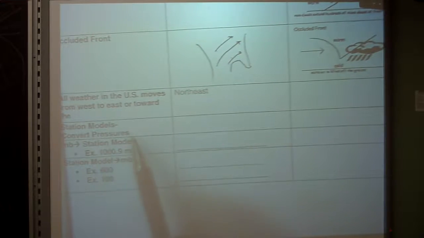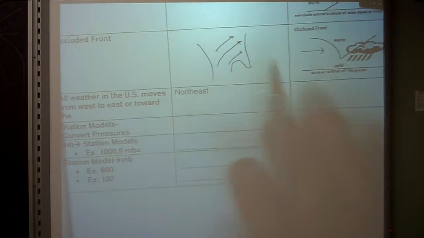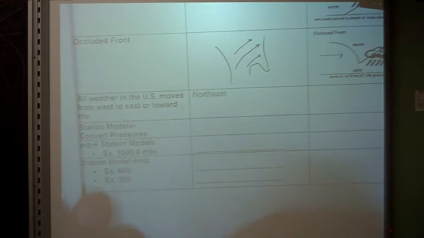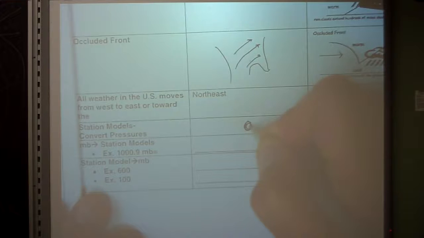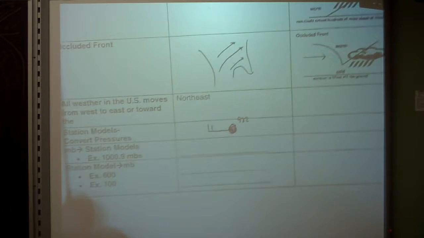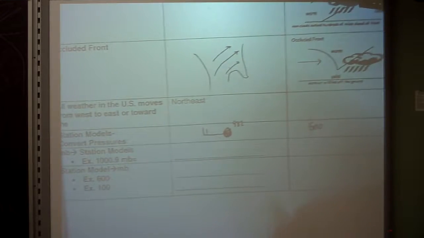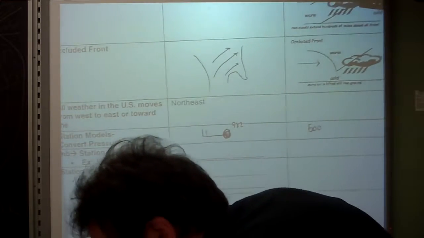Station models, we learned about conversion. Remember the 500 rule? That on a station model you can only write down 3 numbers. And so if this is my station model over here, and I just put this wind thing out like this, and I see the number, let's say 982, I have to do the 500 rule. And the 500 rule says that if the number is less than 500, hold on a second.